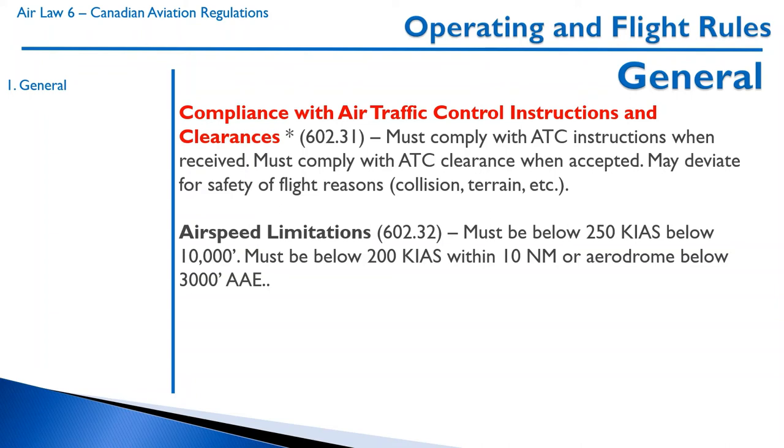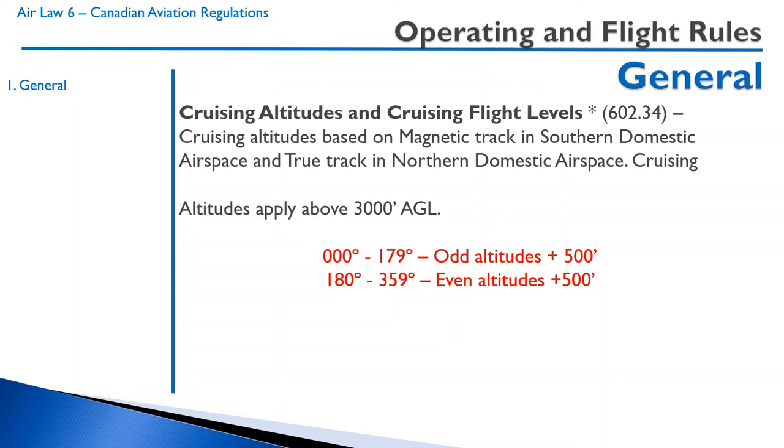Okay, these cruising altitudes come up when you're planning a long navigation trip. If you're above 3,000 feet above ground level, and going roughly eastbound, so 0 degrees to 179 degrees, you fly at odd altitudes plus 500 feet. And if you are going westbound, so 180 degrees to 359 degrees, even altitudes plus 500 feet. These are given in degrees track magnetic in southern domestic airspace.